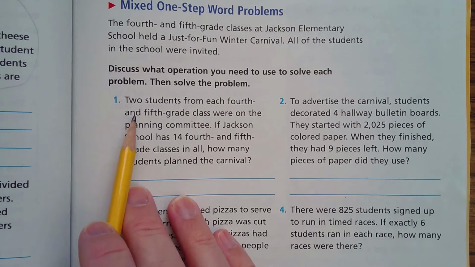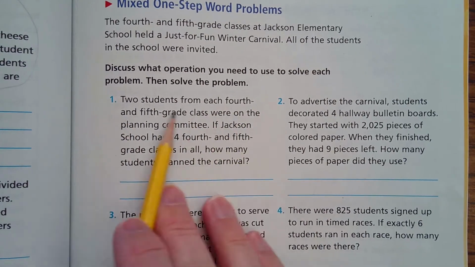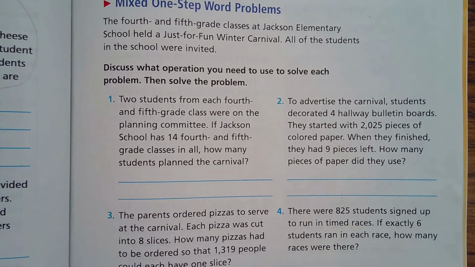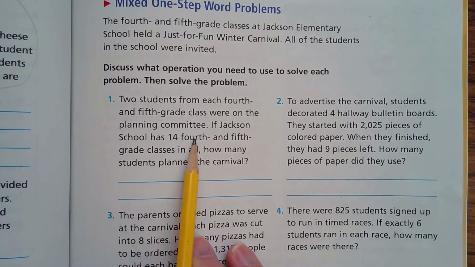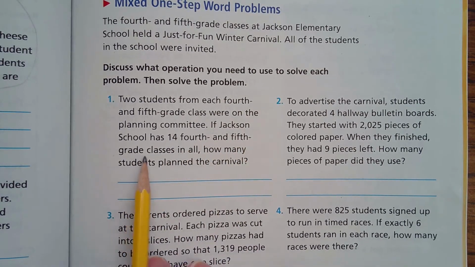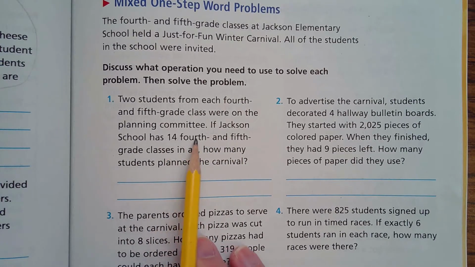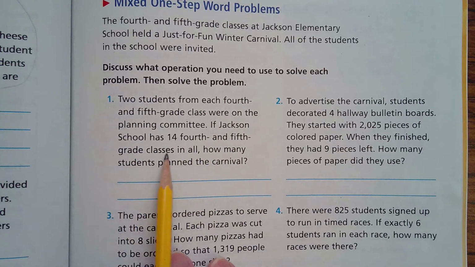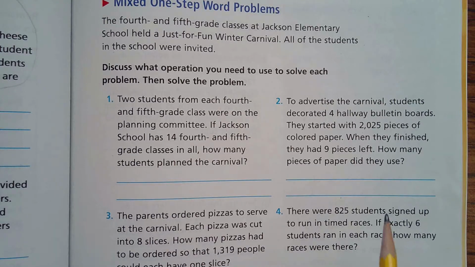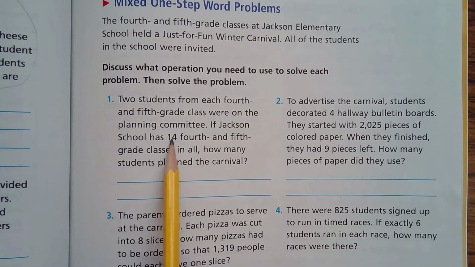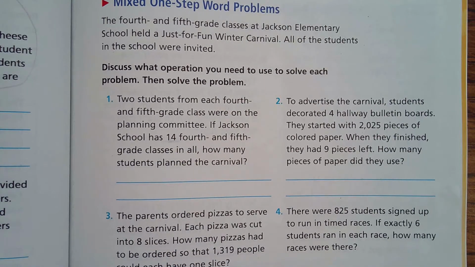First one is, 2 students from each 4th and 5th grade class were on the planning committee. If Jackson School had 14 4th and 5th grade classes in all, how many students planned the carnival? So they wanted 2 students from each of the 4th and 5th grade classes, and there were 14 4th and 5th grade classes. So what do you think? Add, subtract, multiply, or divide?